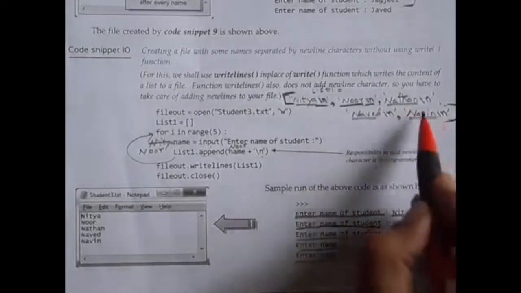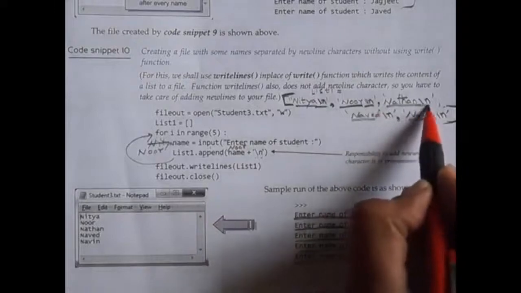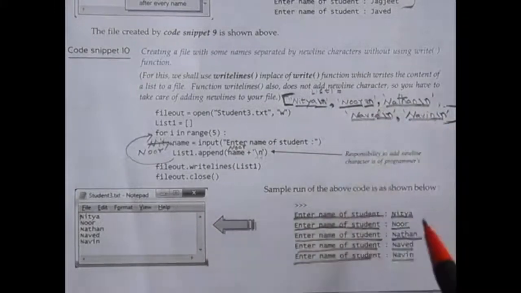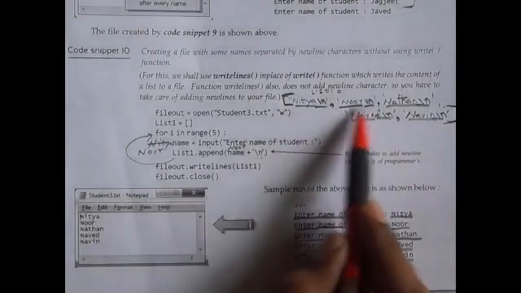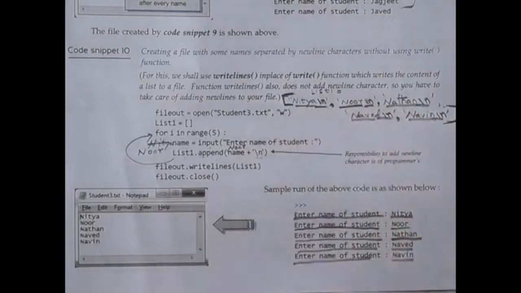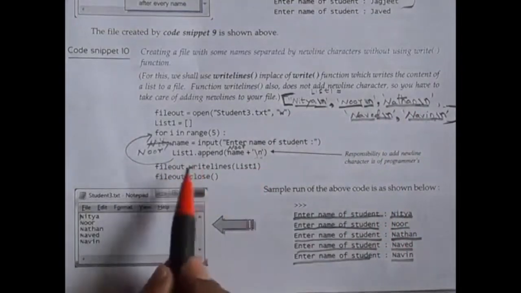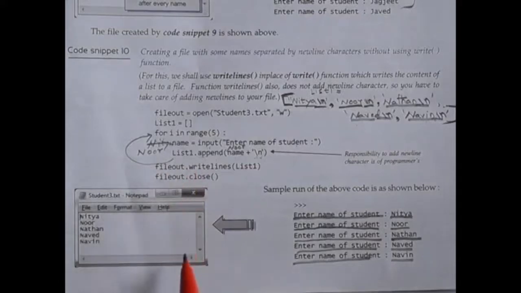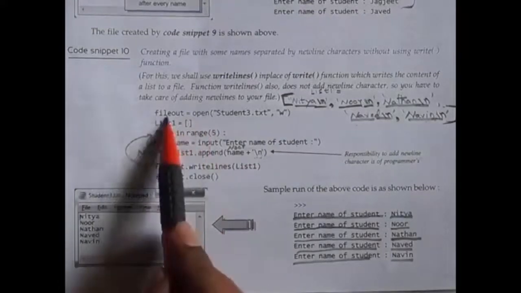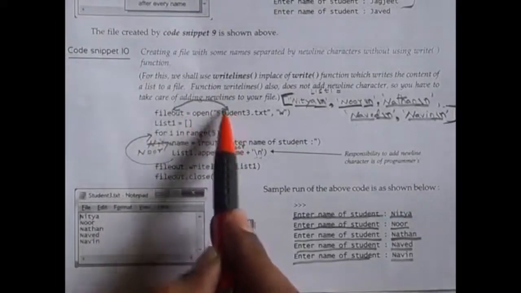Okay, at the end, along with the backslash n, it will be added. Understand? Fine. So this list contains 5 names. For each name at the end, backslash n is there. Okay, fine. Now this for loop is over. Okay. File out means what? I told you, file out and student.txt both are same.